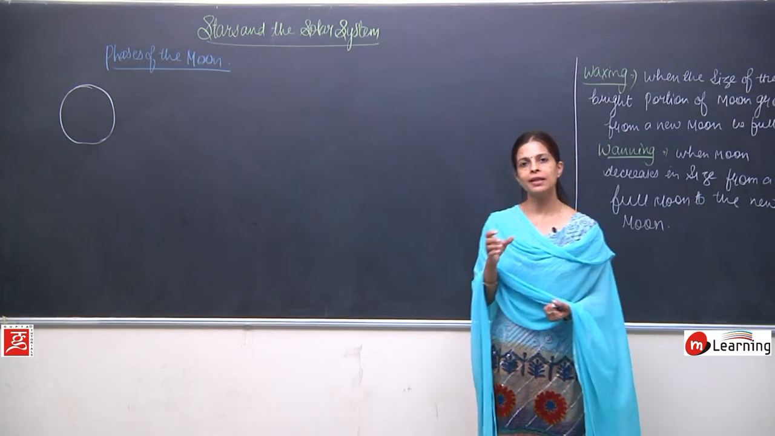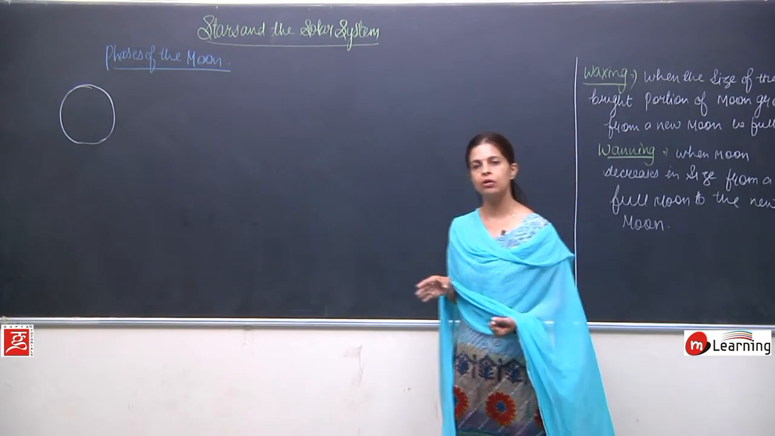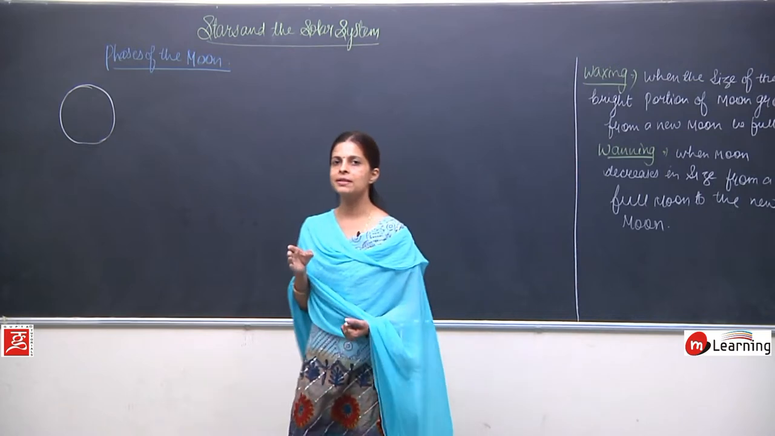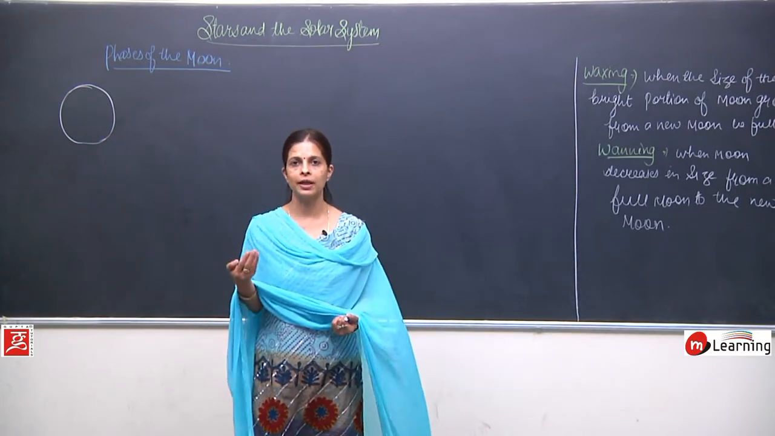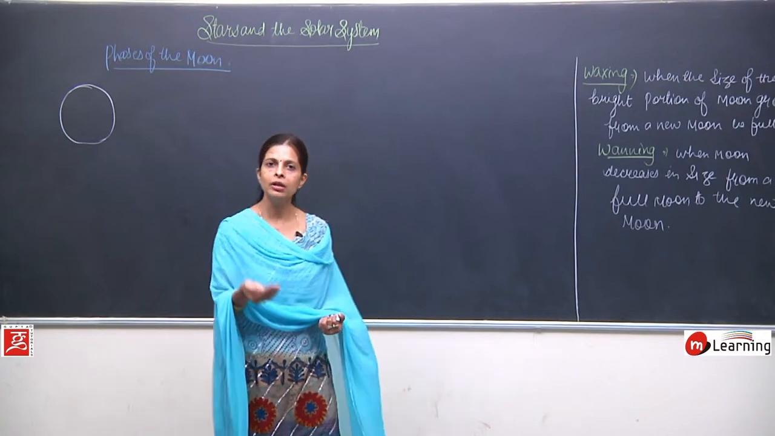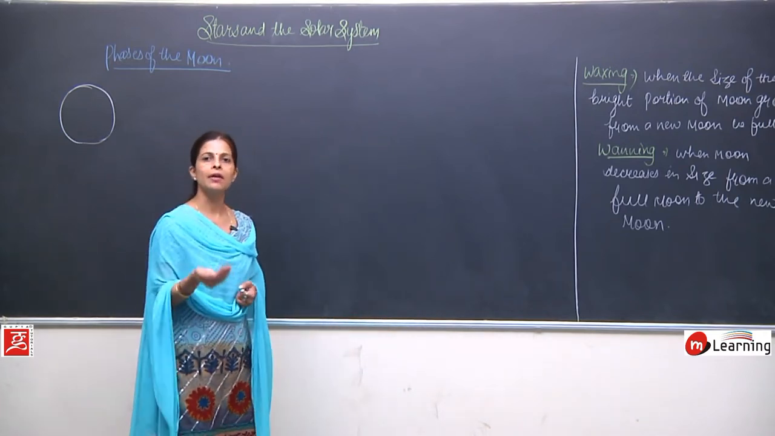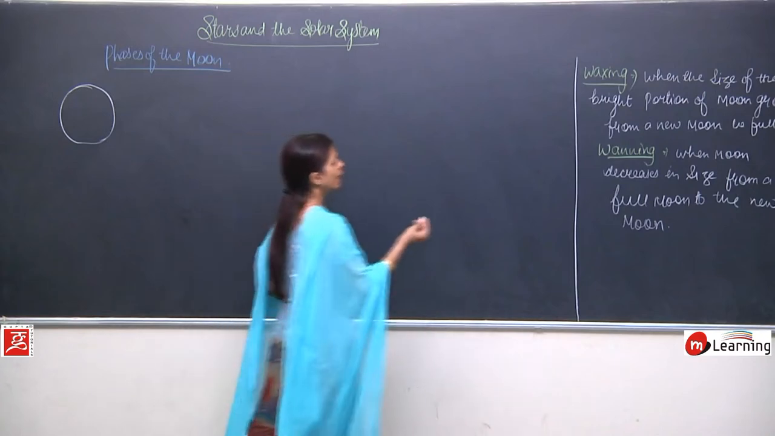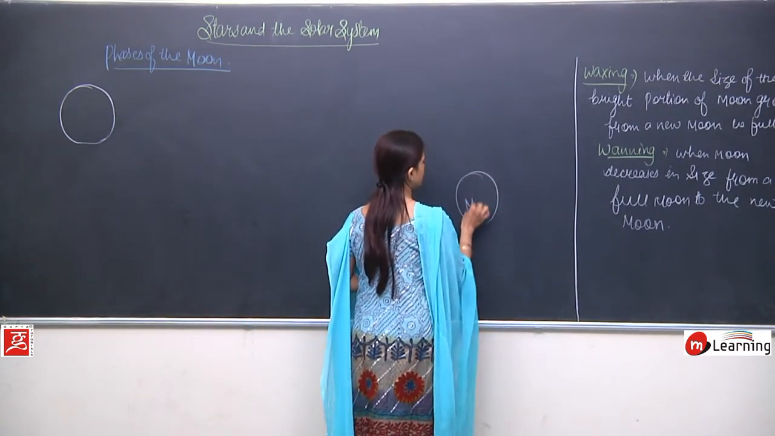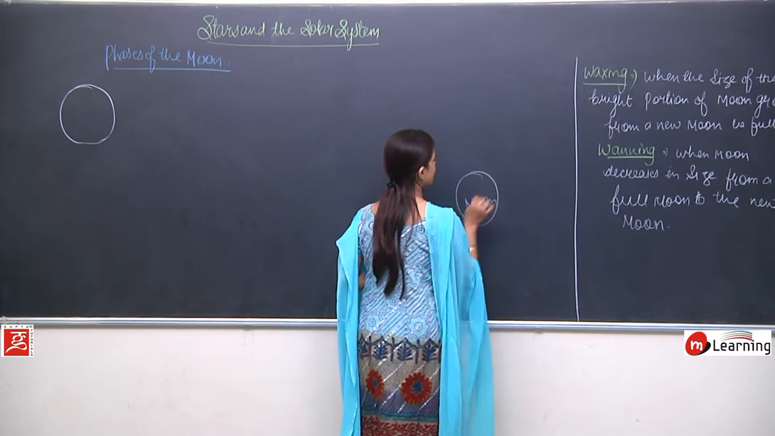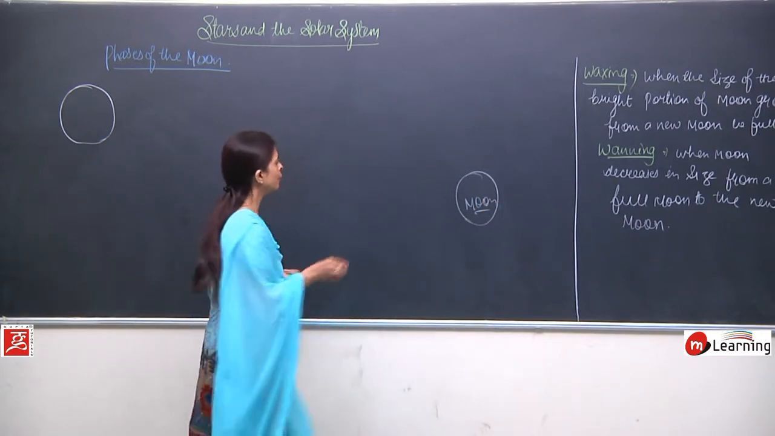First of all, we can say that objects are of two types, luminous and non-luminous. Luminous objects are the ones which have their own light or emit their own light. Non-luminous objects are the ones which do not have their own light. But then how can we see? Now this is the moon, but it doesn't have its own light. But how can we see it?